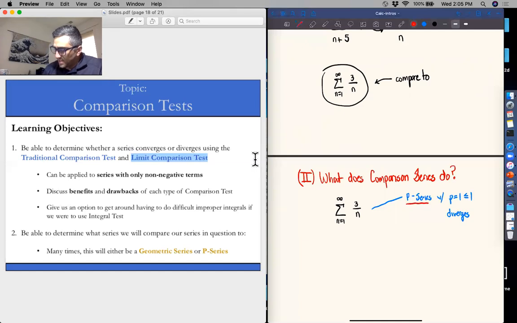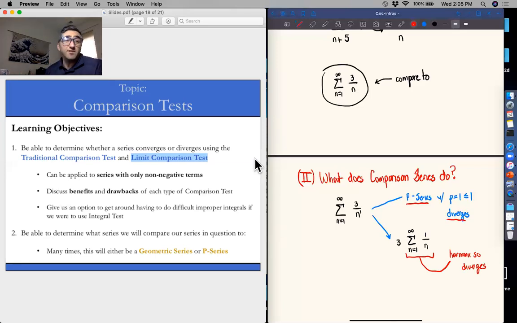So again, with just a P series at hand, since we have some number over n to the first, that P in this case is equal to 1, it diverges. The other way we can see this is that this series is actually our friend, the harmonic series, in disguise if we just bring that 3 out in front. So this is the series from n equals 1 to infinity of 1 over n, which we can see is the harmonic series. So it diverges. Okay, great. So our series we're comparing to diverges.